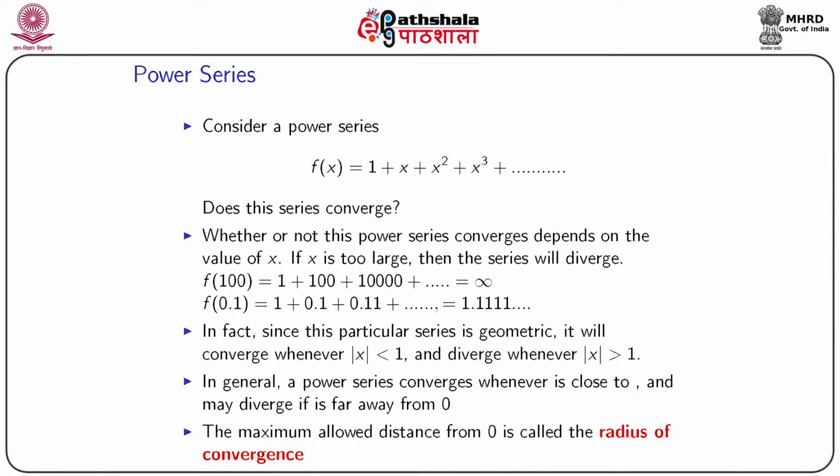But if x is very small, say 0.1, then 1 plus 0.1 plus 0.01 plus 0.001. So if we add, this will not go much, it will be 1.1111 and so on. So in fact, since this particular series is geometric, it will converge whenever mod x is less than 1 and diverge whenever mod x is greater than 1. And in general, a power series converges whenever x is close to 0, and it may diverge if it is far away from 0. The maximum allowed distance from 0 is called the radius of convergence. This is a very important term, radius of convergence.